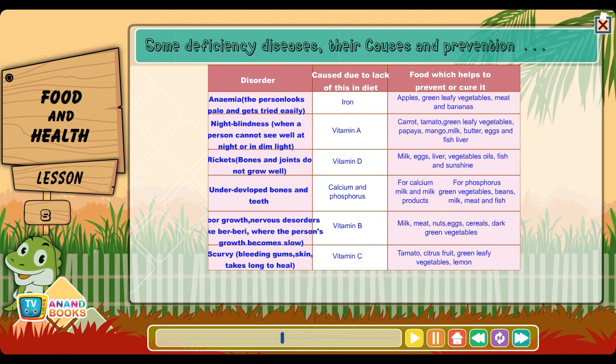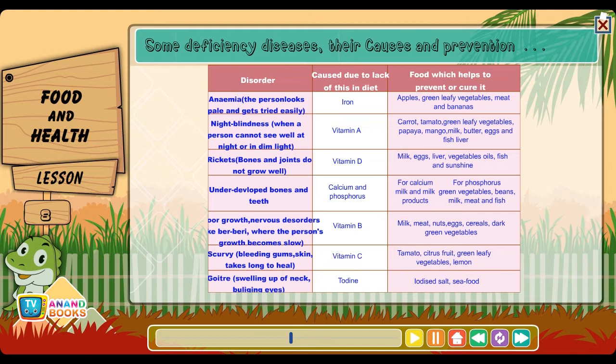Scurvy. Bleeding gums. Skin takes long to heal. Vitamin C. Tomato, citrus fruit, green leafy vegetables, lemon. Goiter. Swelling up of neck, bulging eyes. Iodine. Iodized salt, seafood.